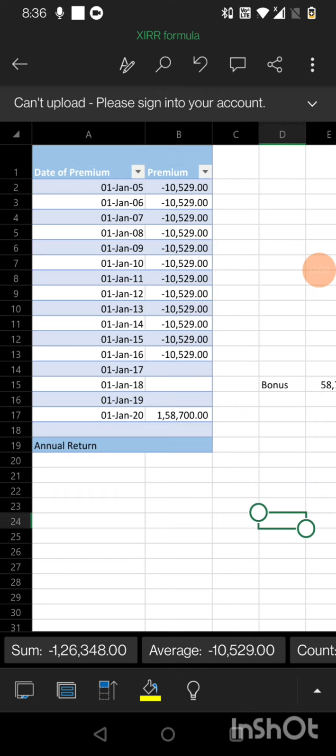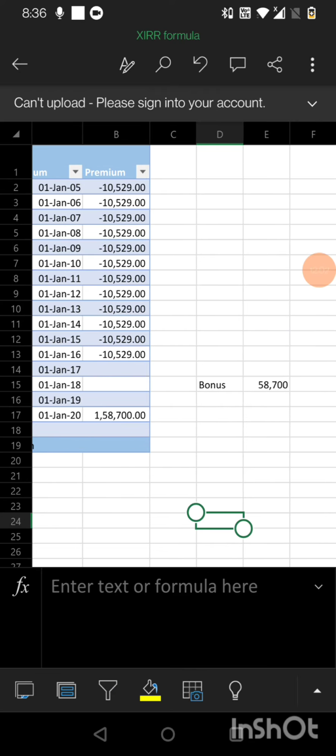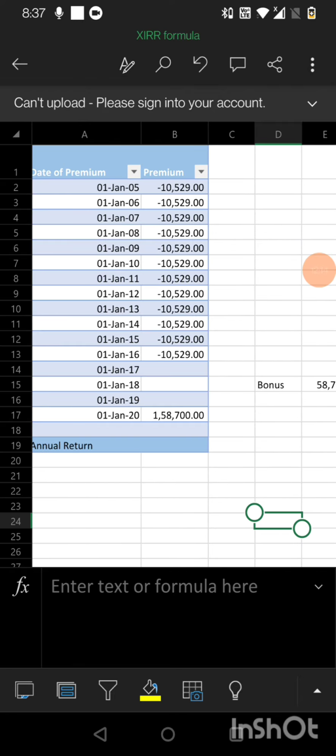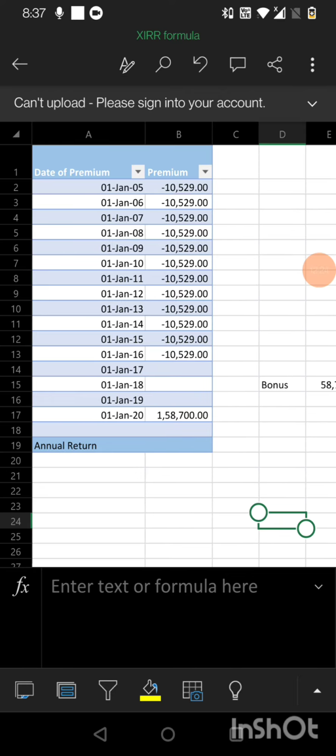Then how much is the bonus? My bonus is 58,700 rupees, and my actual guaranteed amount was 1 lakh rupees. So the actual guaranteed amount plus bonus came out as 1,58,700 rupees. Here I got confused, wondering what my actual rate of return was.